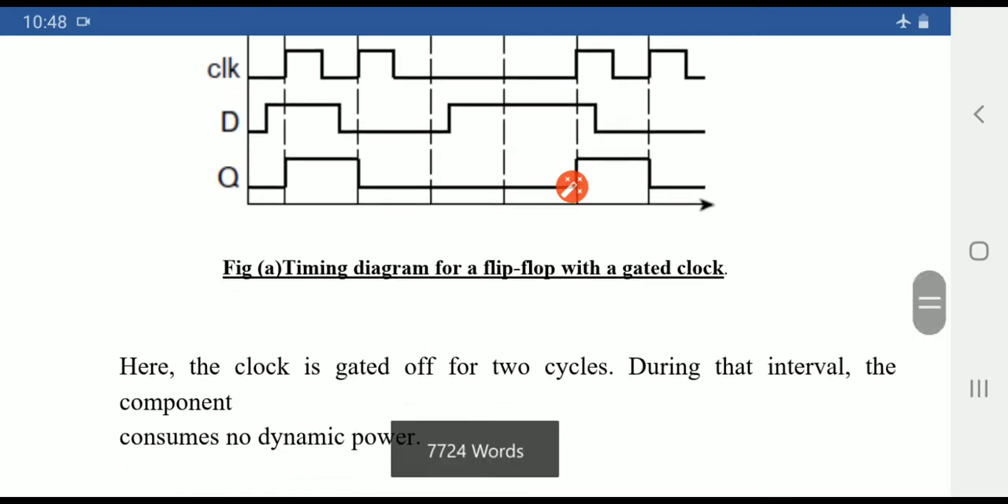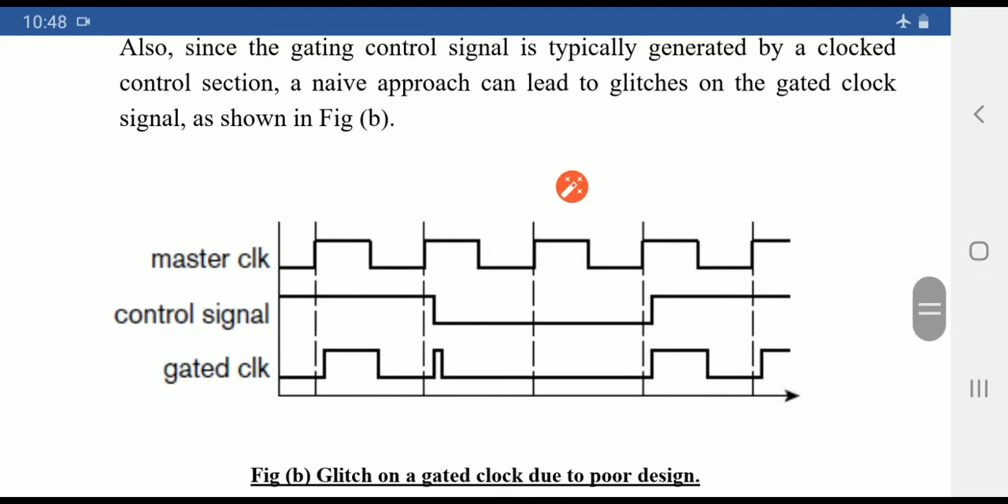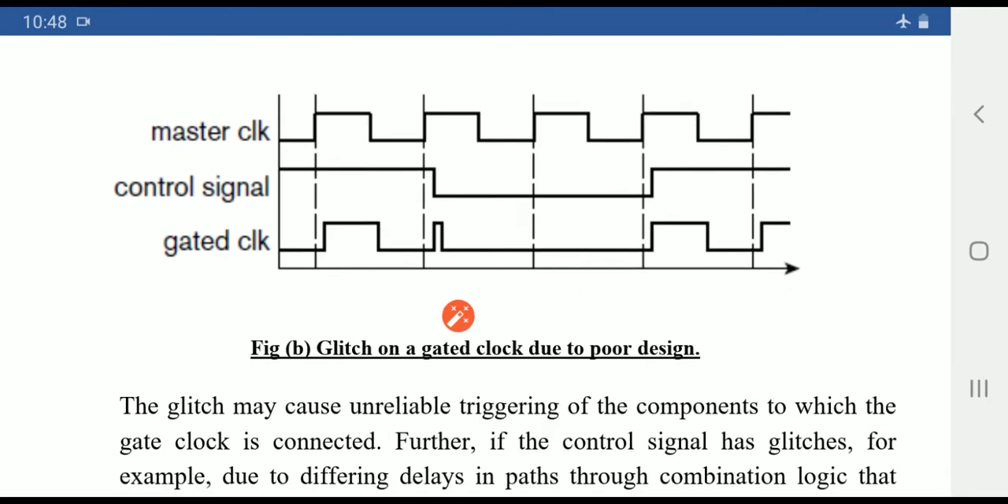Here one precaution needs to be taken, which is shown here: a glitch on the gated clock due to poor design. We need to design the functionality properly. If there is a poor design, a glitch in the gated clock can appear, and that glitch can cause unreliable triggering of the component to which the gated clock is connected.